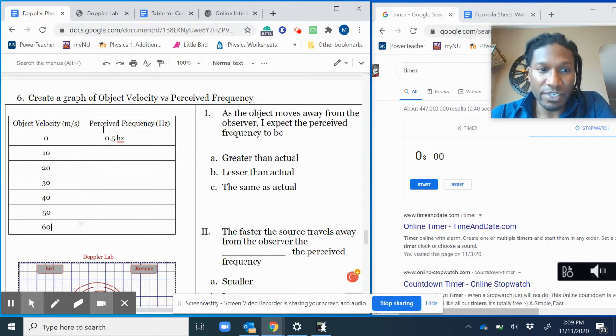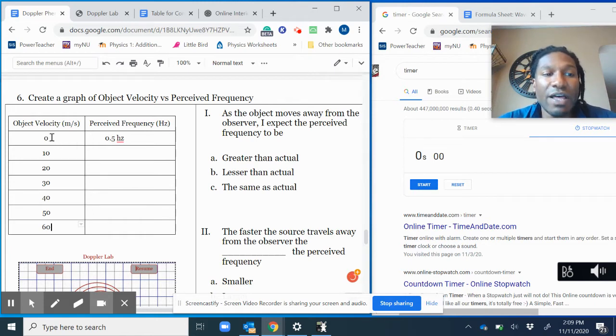Google Sheets eventually. So I should tell you what your x and y axis is. Object velocity is going to be your x-axis. Perceived frequency will be your y-axis. Okay, so x, y. Make sure your graph has units on it, and all that other good stuff. A title, you know.